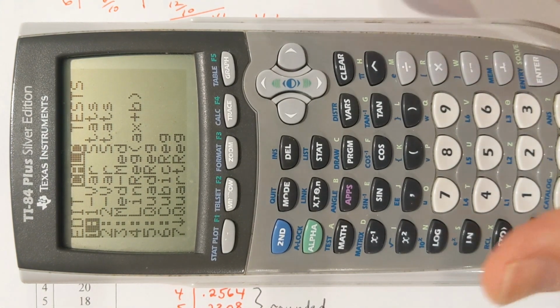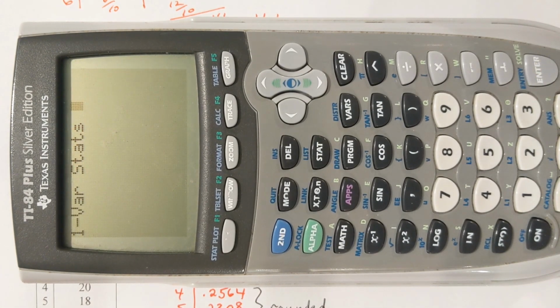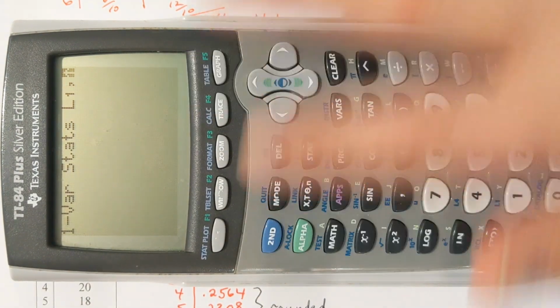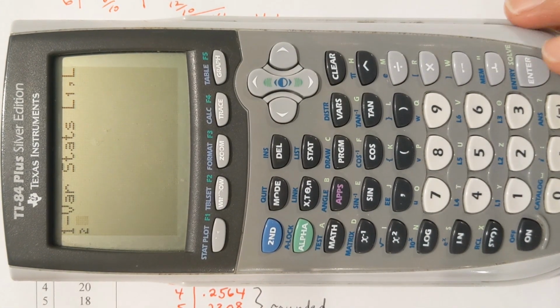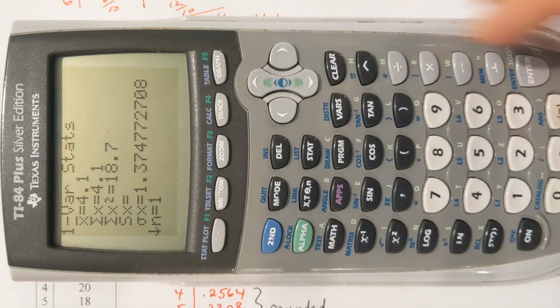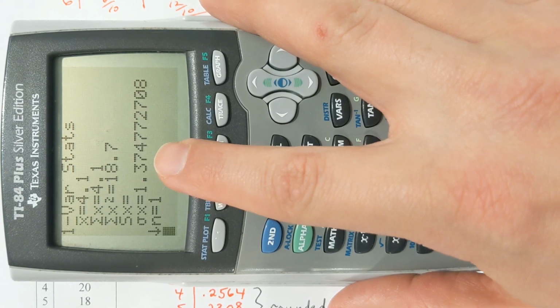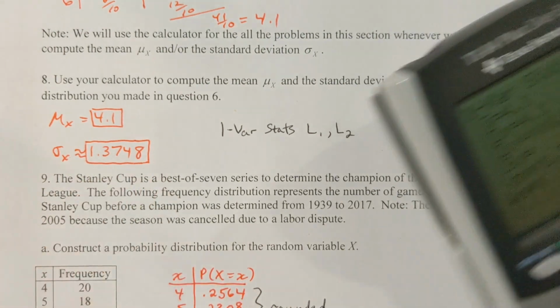And sorry, I've got this tilted because I want you to see what I'm hitting here on the calculator. We want one var stats because we only have one variable. There are 2 columns, but there's only one variable. So I need to tell the calculator to use these 2 columns. If I hit second 1, it'll say L1, and then comma, second 2. So I'm telling the calculator to use L1 and L2. If I hit enter, there's the mean, 4.1. The standard deviation is 1.37. I've got a couple more digits there, but that's how I'm getting those numbers.